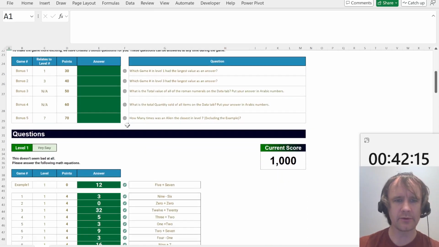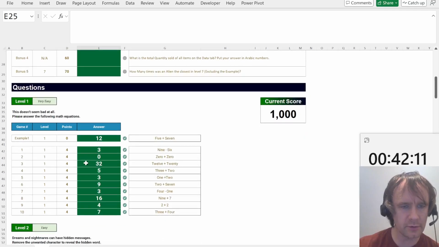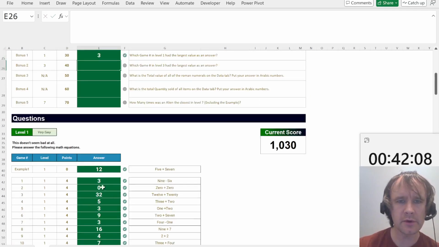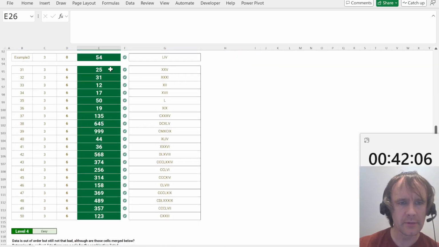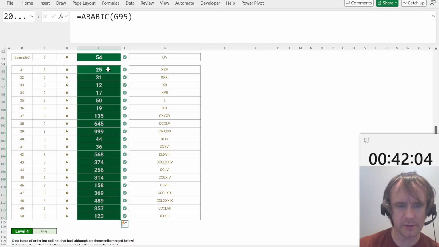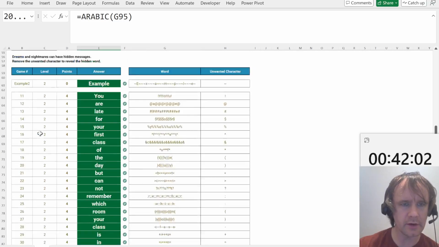Okay, bonuses. Flying. Which game in level 1 has the largest value as an answer? And that is the 32, which is game number 3. Which game in number 3 has the largest value as an answer? And the biggest value here is 999, and I see it here, 39. Okay.